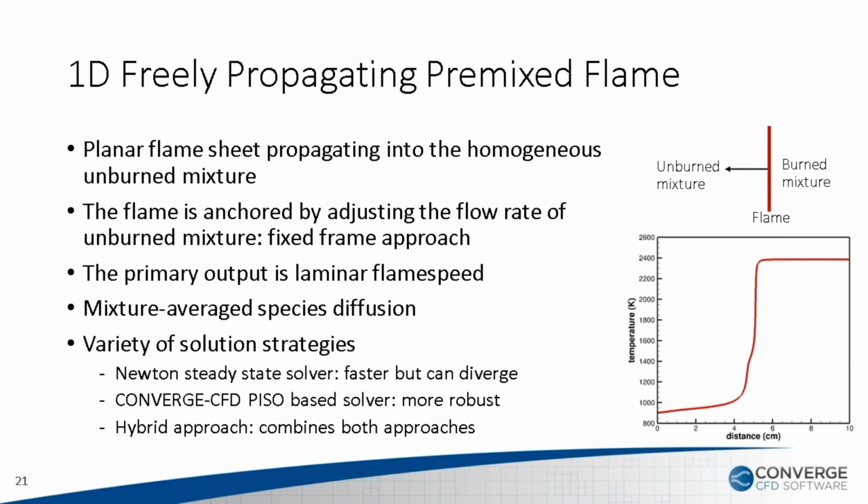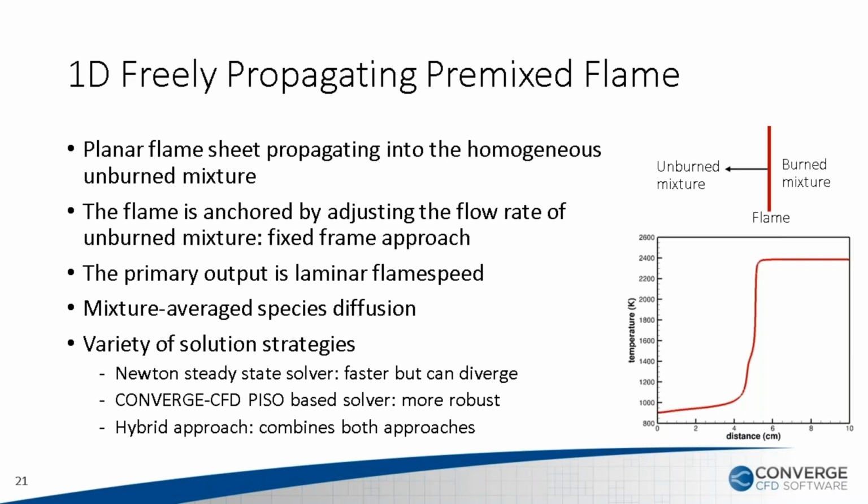The solution approach that we use is that instead of letting the flame freely propagate, we impose an inflow so that we fix the flame. This approach is easier and more tractable to solve. As I said, the primary output of solving this 1D reactor is to get the laminar premixed flame, which has many uses. For this 1D premix model, the user can use mixture average species diffusion, which, as I mentioned earlier, means you need to provide transport data if you want to use mixture average species diffusion in this configuration.